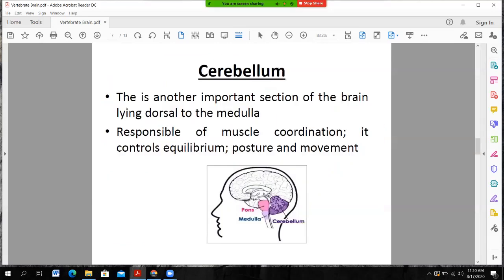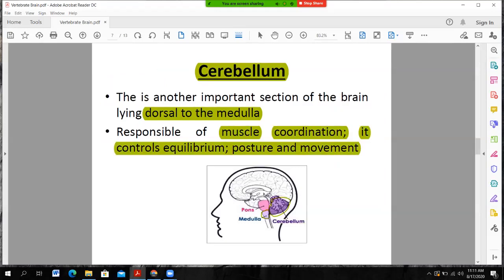The second section is the cerebellum. This is another important section of the brain which lies dorsal to the medulla. This is the structure of the medulla, and this is called the cerebellum. The function of the cerebellum is that it is responsible for all types of muscular coordination. So it controls the movement of the body, and it controls the posture and equilibrium of the body. So all muscular coordination is under the control of the cerebellum.